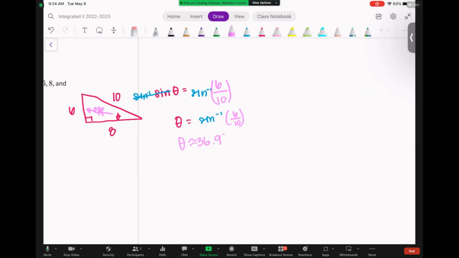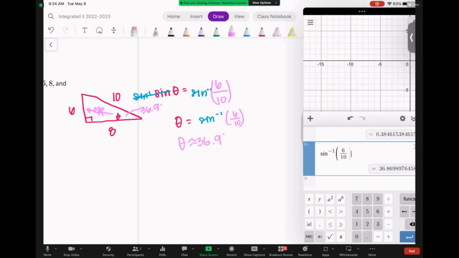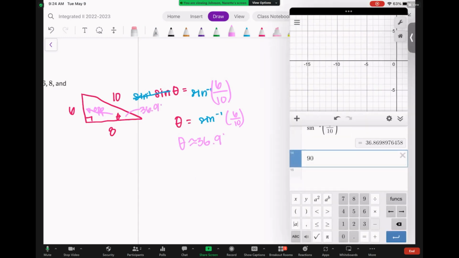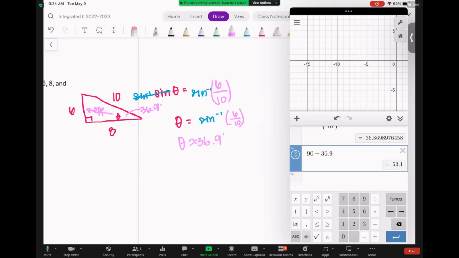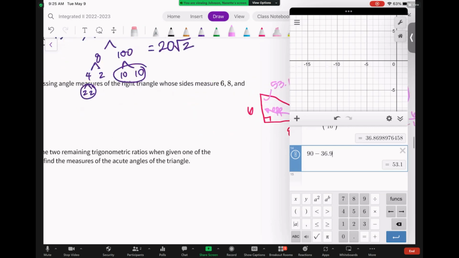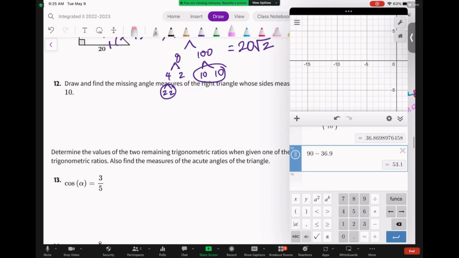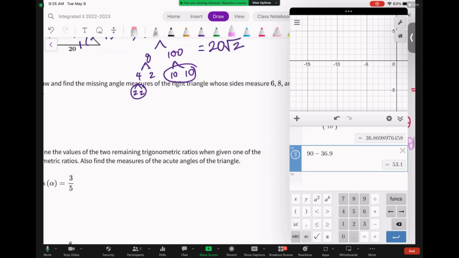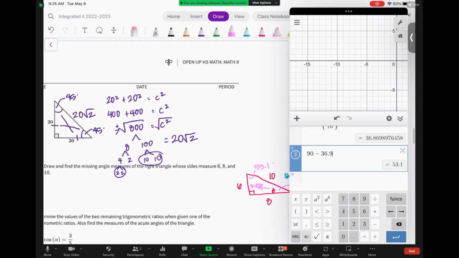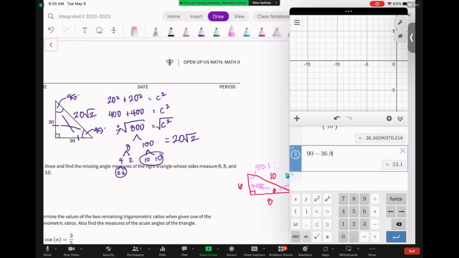So theta is about 36.9 degrees. So this angle's 36.9 degrees. And then I'm just going to do 90 minus that to find the other one. And you could check your answers on your own. I'm pretty confident in my answers right now. Let's see. Yep. Let's see. Yay, my answers are right. Sorry, I was just thinking in my head of doing sine or cosine.